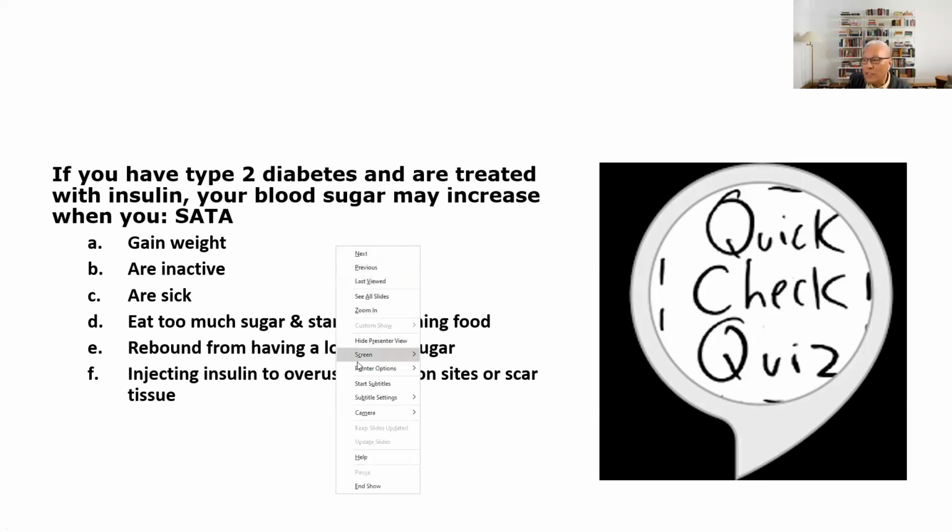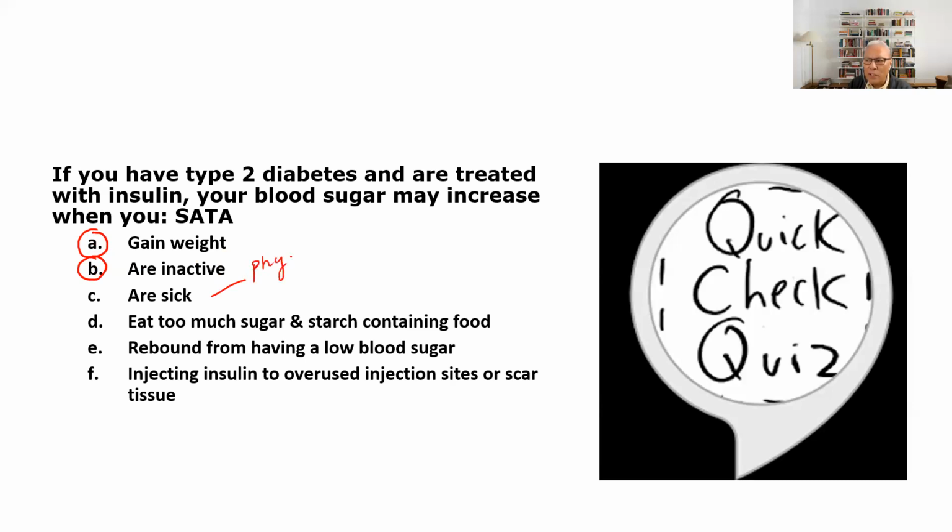So when you gain weight, obviously you're going to produce more sugar. And so this is a correct response. When you're inactive, you also are going to increase your blood sugar. And letter B is also correct. Contrary to what we think, when we're sick, we're going to have physiologic stress, and physiologic stress is going to increase metabolic demand, and therefore we're going to have an increase in glucose as well. And then eating too much sugar and starchy food obviously will raise our blood glucose.